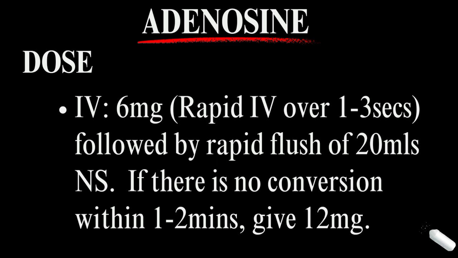So you have to push it as fast as you can and then you follow with a rapid flush of 20 ml of normal saline. If there's no conversion within 1 to 2 minutes, you go on to give 12 milligrams, but you're not supposed to exceed a total dose of 30 milligrams. So I have a detailed video on adenosine administration that you should check out.